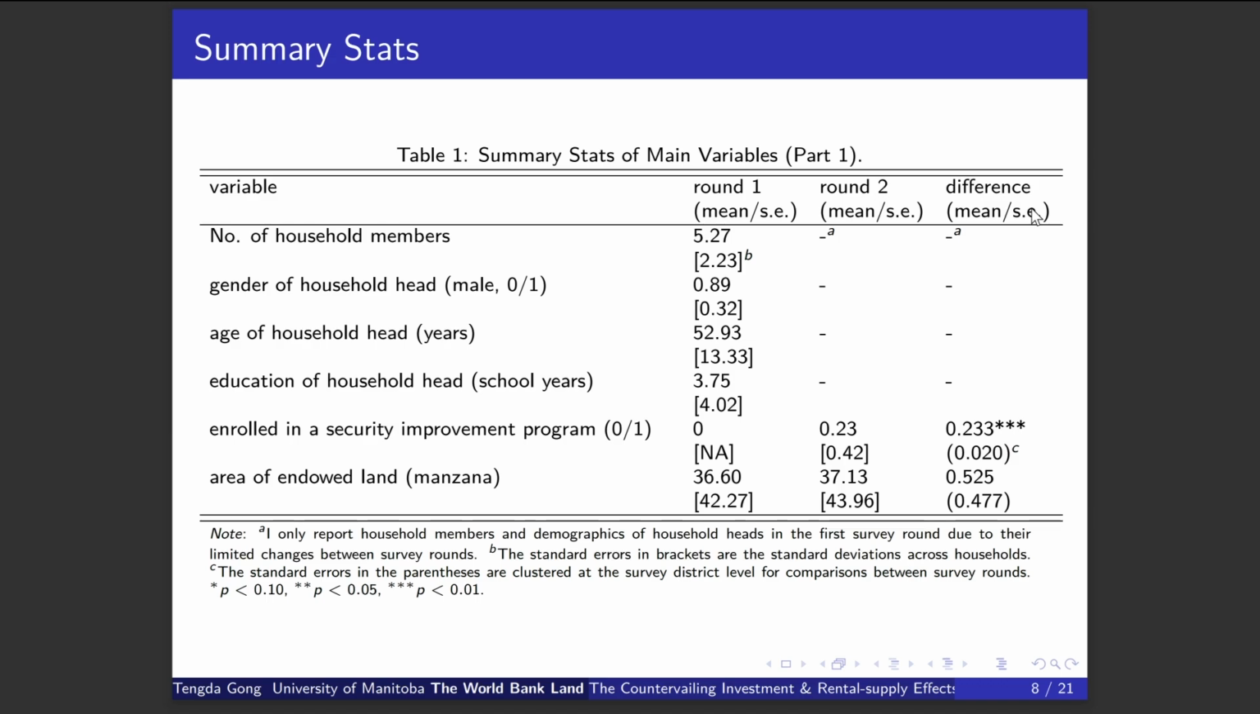Manzana is 1.74 acre. So it's very huge. This is very large land. So that's why it gives us the power to test that theory that large landholders, how do they respond to the security program.